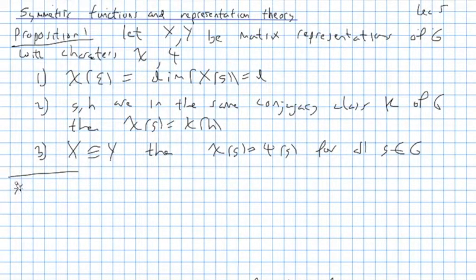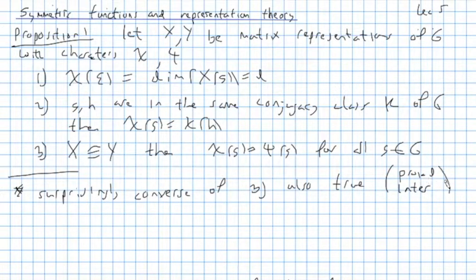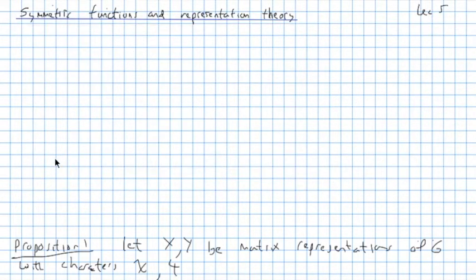The second one is that from 3, so from 3 we have that if I have two equivalent representations, they have the same characters. Surprisingly, the converse of this result is also true. The converse of 3 is also true. So not only do equivalent representations have the same character, but also if you have two representations that have the same character, then the representations are equivalent. Okay, and we will show this later. We'll prove it in the next section. Okay, so this is going to be a pretty nice property of characters.